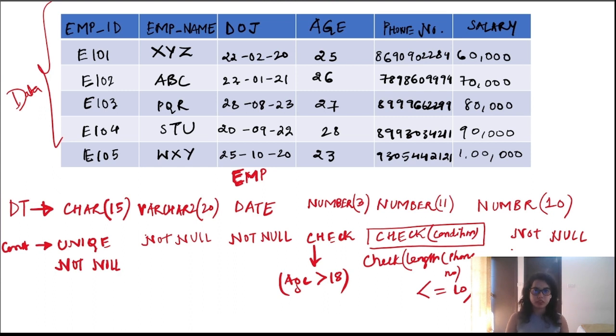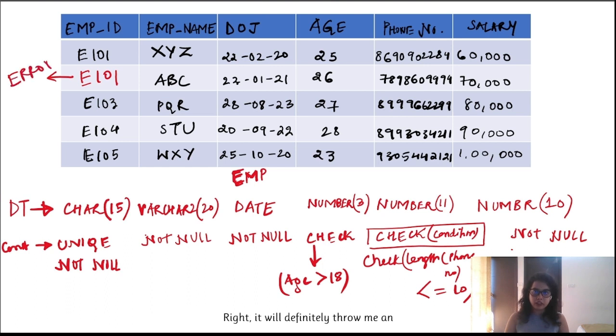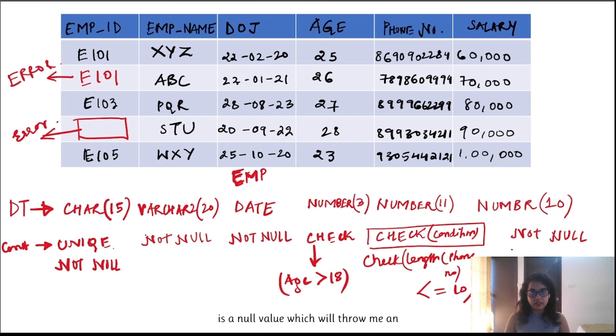Okay, so these are the data types I have given to the table. Now suppose I want to insert a new value here which is 101 again. What will it do? It will definitely throw me an error, right? Why? Because my employee ID needs to be unique. And here also it will throw me an error. Why? Because as I said, I have added a constraint with the data type that it should be not null. So it is a null value, which will throw me an error.